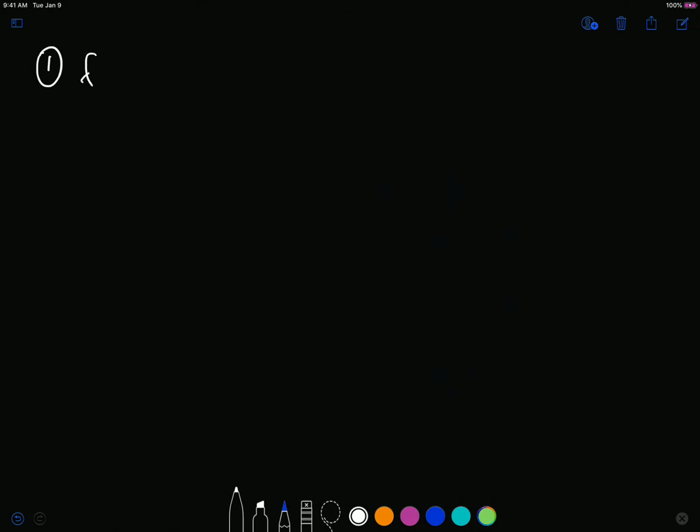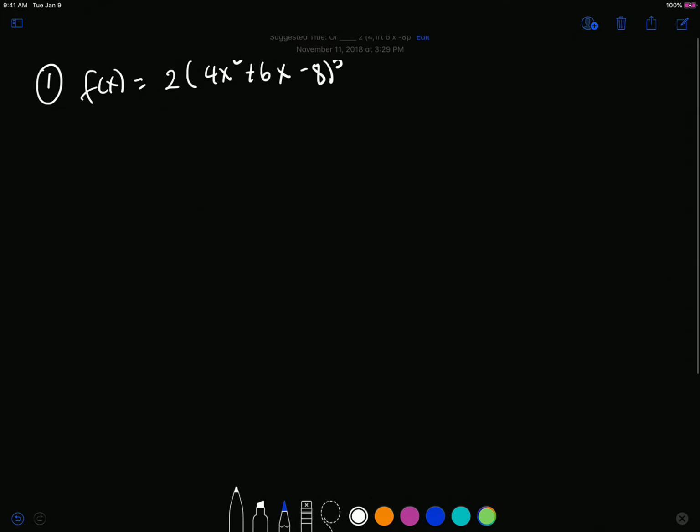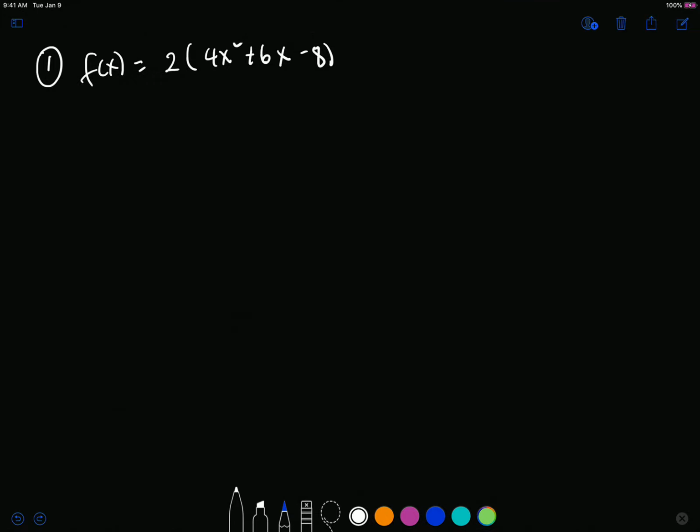So question number 1 is f of x equals 2 times (4x squared plus 6x minus 8) raised to the 5th power. The first thing that you want to do is go ahead and find the inside and the outside functions. The inside function is 4x squared plus 6x minus 8. The outside function is 2x to the 5th. Again, the outside function comes from removing the inside function and replacing it with the letter x.